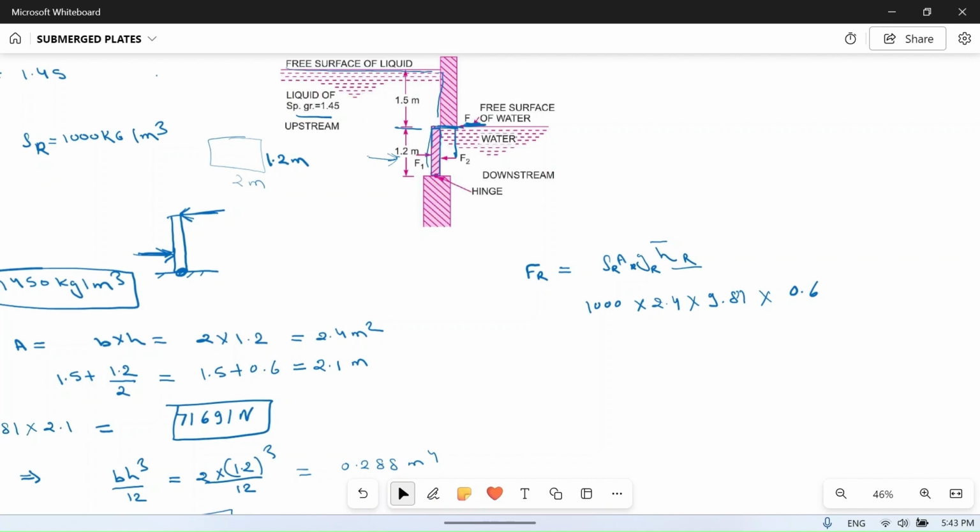So from here we can find the force on the right side. Please calculate it on the calculator. Sorry, there is a little bit of delay because my calculator is not working. So it will be 14126 Newton. So this is the value of force here.